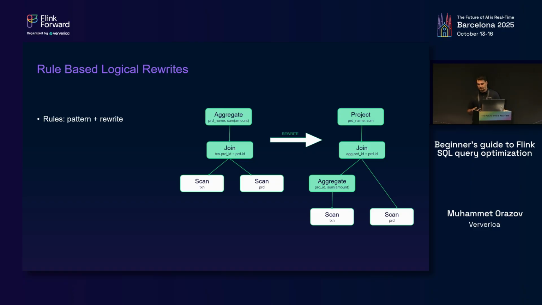Of course, Calcite has many rules by default out of the box, but sometimes we need to adapt or modify them to fit Flink SQL. For example, here, the aggregate join transpose rule is modified because we don't want to match it on lookup joins.